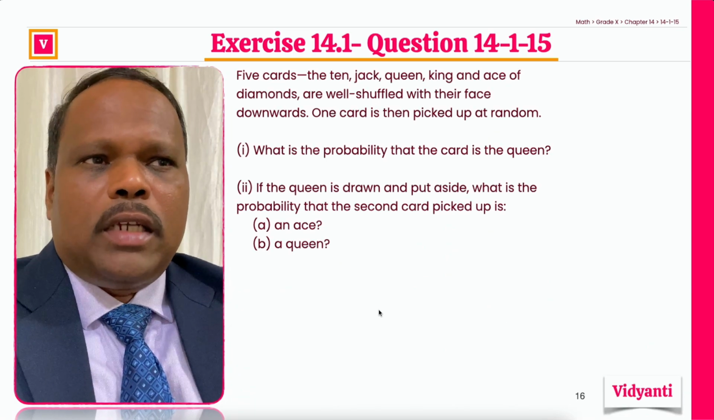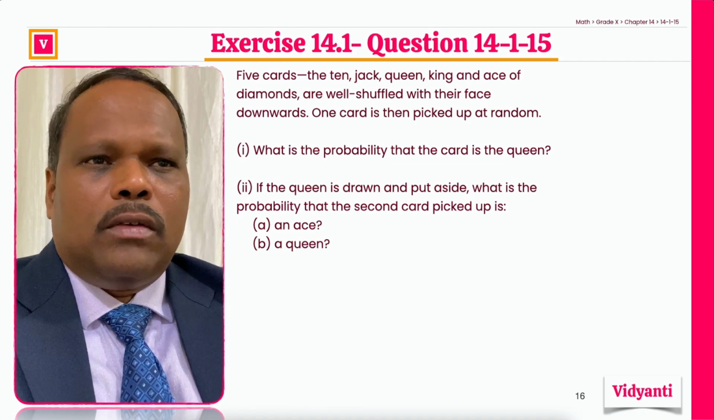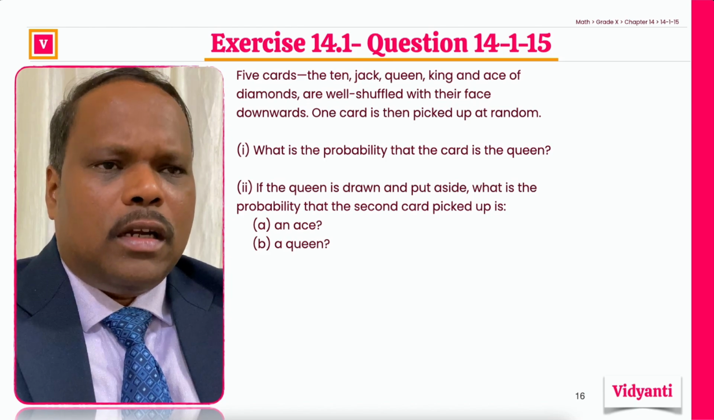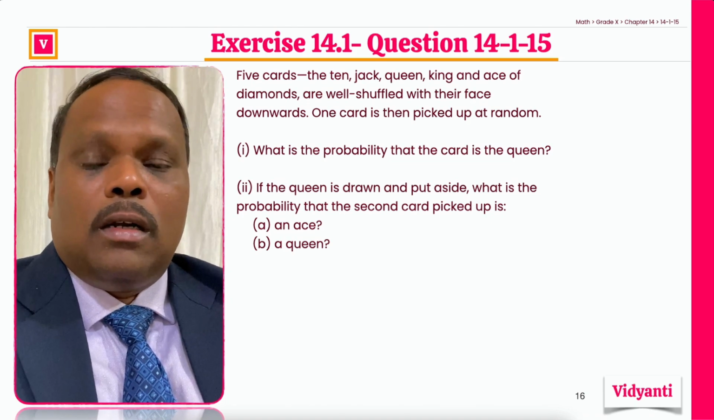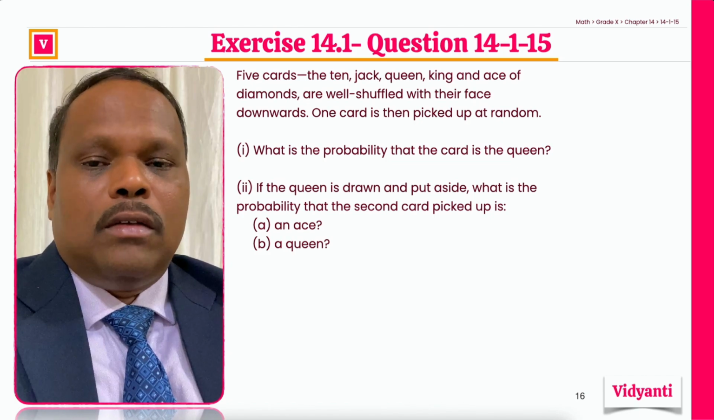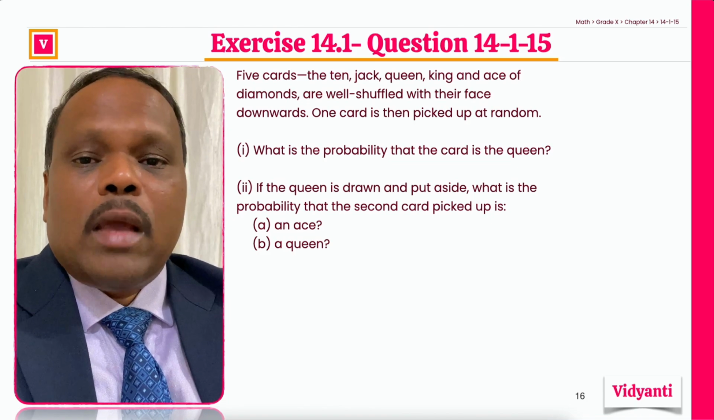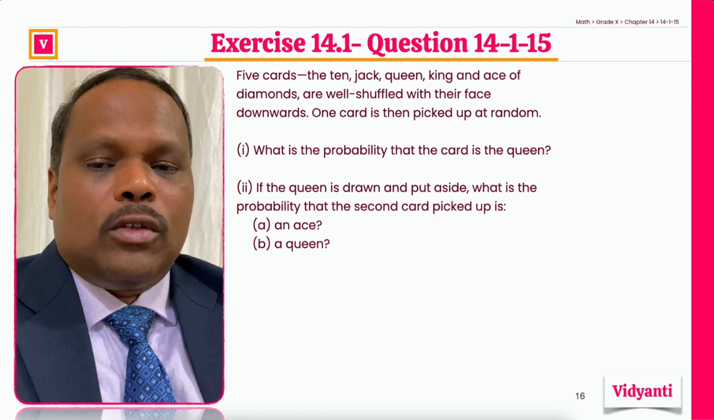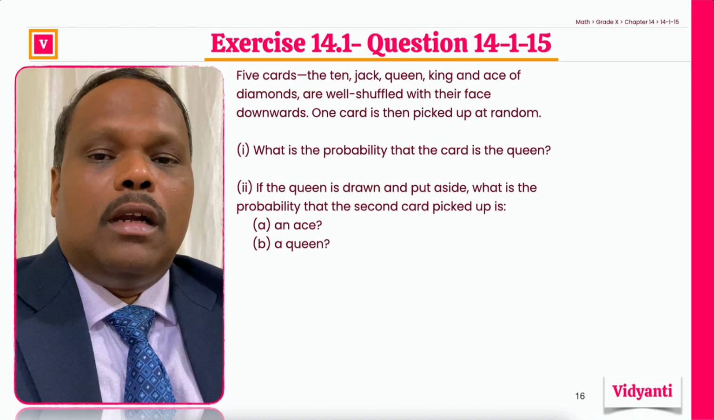5 cards, 10, Jack, Queen, King, and Ace of diamonds are well shuffled with their faces downwards. So there are only 5 cards. Now we are not talking about all 52 cards. Only those 5 cards are under consideration. So forget about what we have done for the complete deck of 52 cards. Now we are talking about only 5 cards. Here the sample space is very narrow, very limited, very shallow. So that is only 5. This 5 will be the set of all possibilities that will go permanently in the denominator.